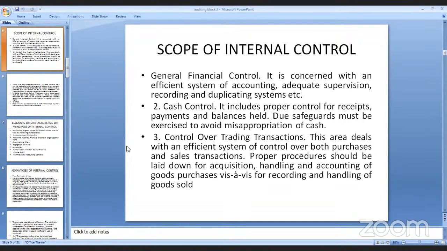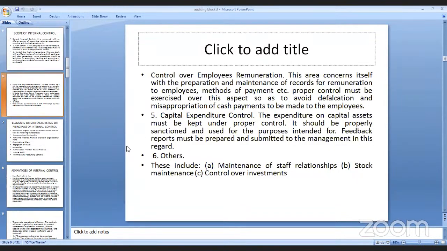For example, when they are doing sales transactions, there will be certain norms that must be followed by an organization. And when they are purchasing, there must be certain protocols. Then they need to follow them. When they record purchases and sales transactions, they need to follow the methodology. Next, control over employees' remuneration. If the remuneration is not according to the organizational planning, or is different, then there must be control over employees' remuneration.